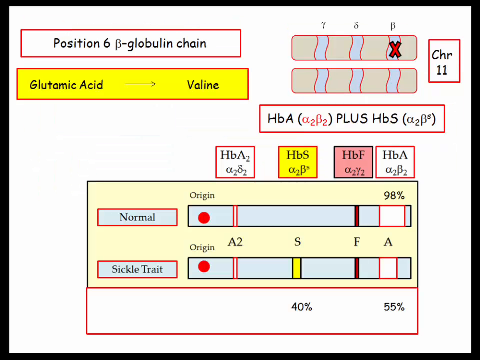I include an electrophoresis here to highlight the different hemoglobins and where hemoglobin S fits in the picture. You can see hemoglobin A is the predominant hemoglobin in normal individuals. There is a small amount of fetal hemoglobin and hemoglobin A2, which expresses delta chains instead of beta. In sickle cell trait, hemoglobin A is decreased but still abundantly present. Hemoglobin S makes up around 40% of the total hemoglobin. This is the picture of sickle cell trait.